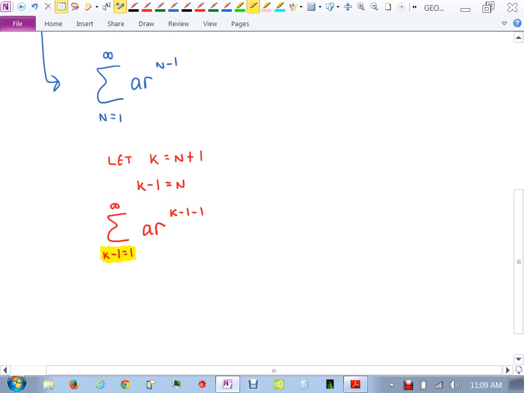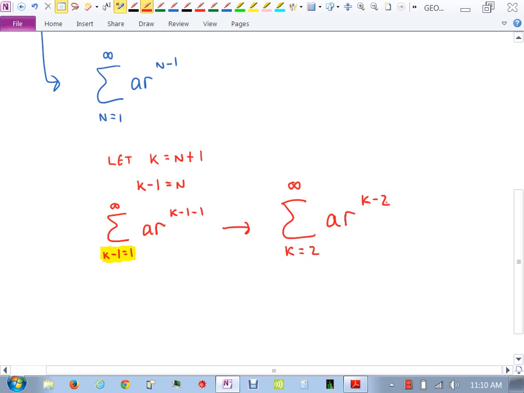I can add 1 to both sides. And what would that be? K equals what? 2. Hold on. It's 2, right? If I add 1 to both sides of this equation down here, k is 2 to infinity, and then a r to the k minus 2. So what did that do? How did that change my index? I started at 2 instead of 1.